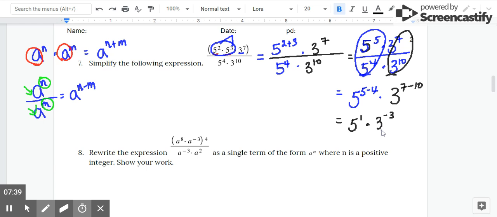We already went over this example. What's 3 to the negative third power? This is 1 over 27. So the answer is going to be, we have 5 and 1 over 27. But the answer is 5 over 27.